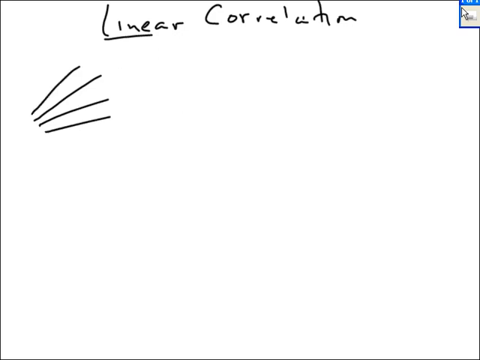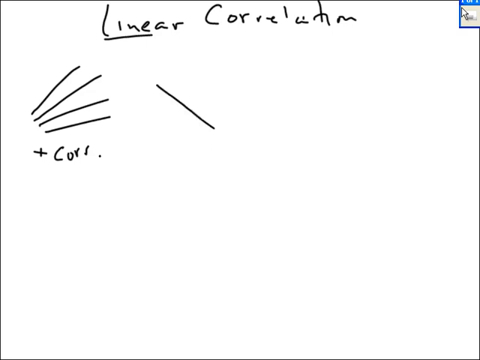Linear correlation. Linear, it's a line. It's a correlation that behaves like a straight line. Remember, a line that slopes this way, that is called a positive slope, or in our case, a positive correlation.